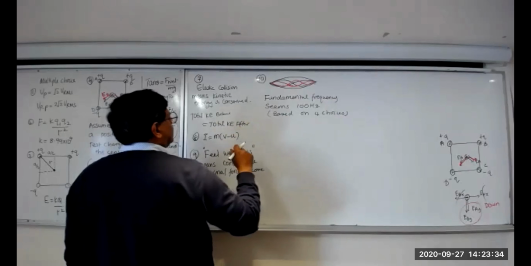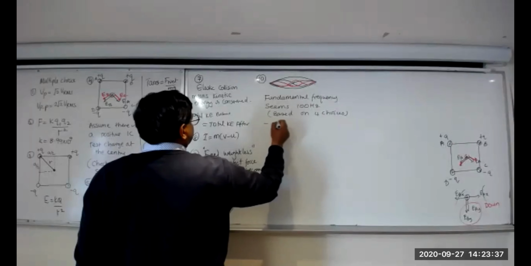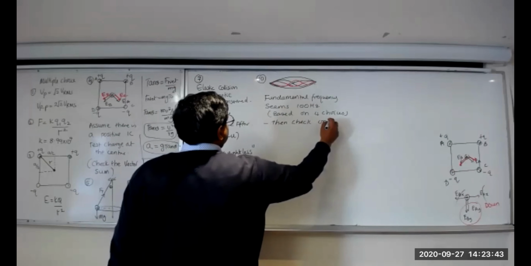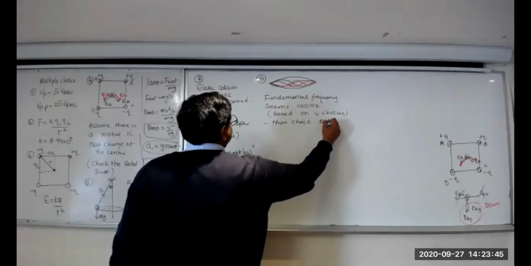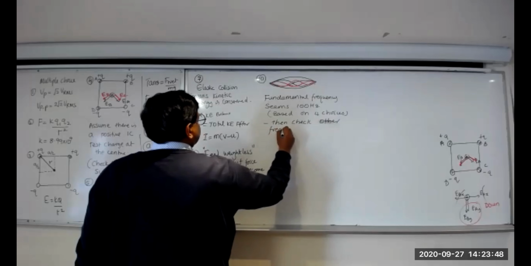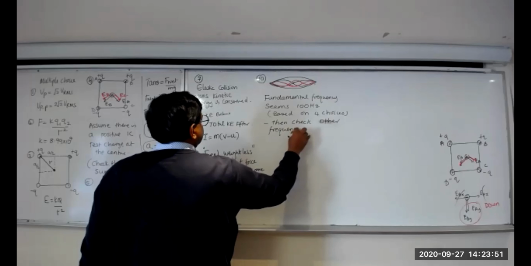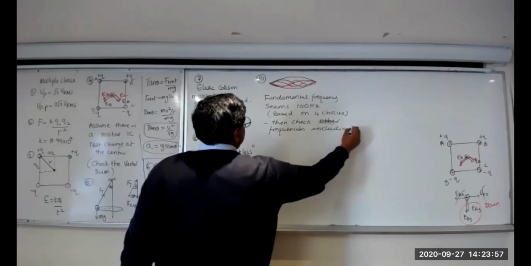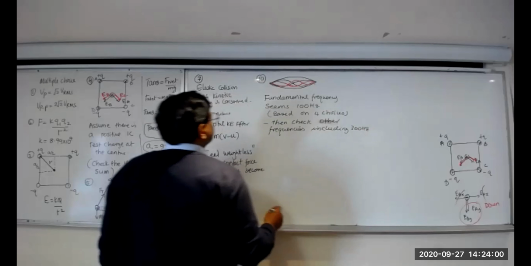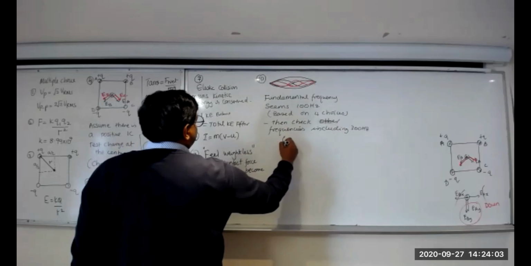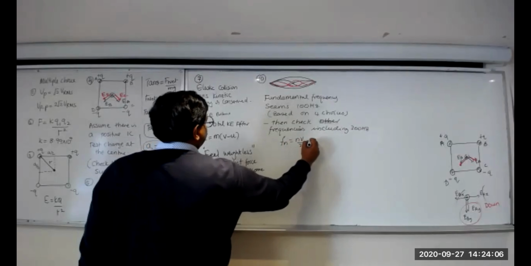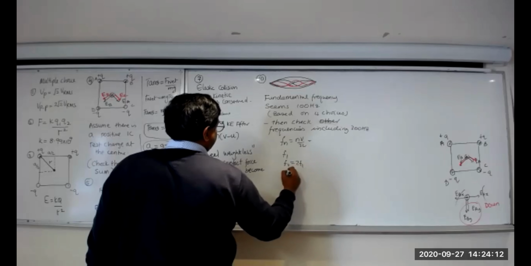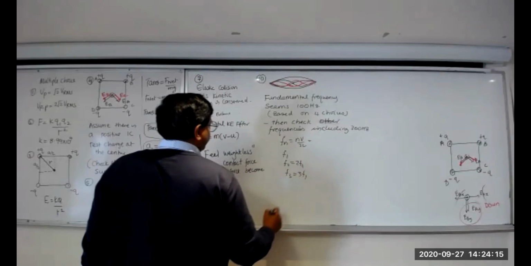Then look for the other 2 consecutive frequencies. I'm not 100% happy with the question, but we know that the frequency is going to be nv on 2L. So that means F1, F2 is going to be twice that, F3 is going to be 3 times that, and so on.